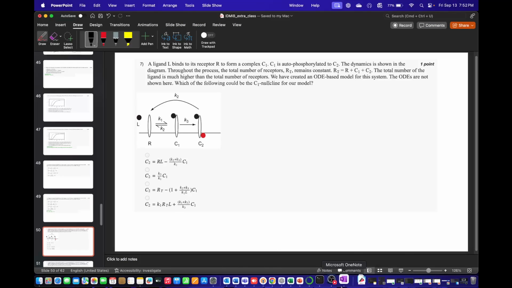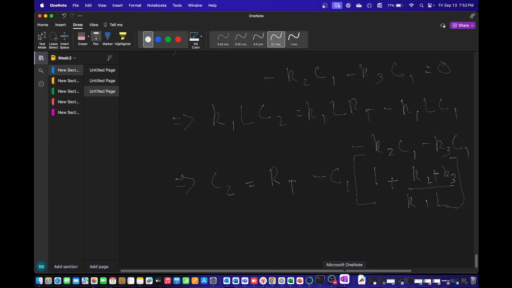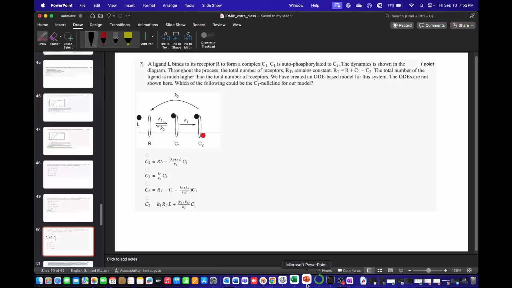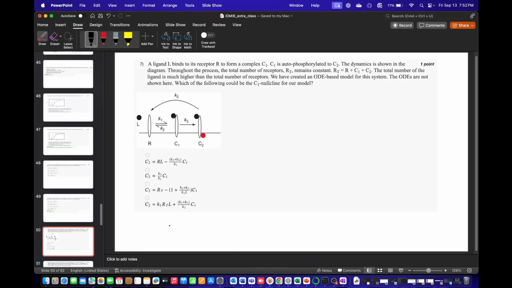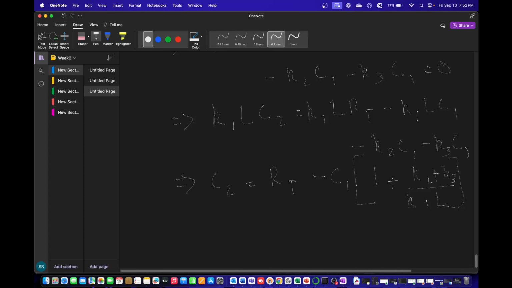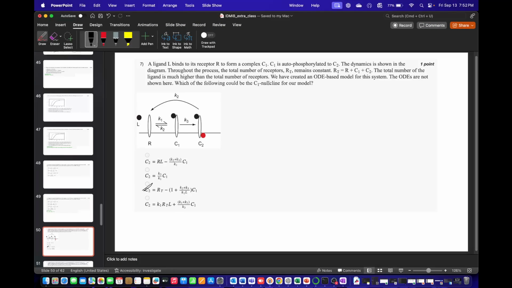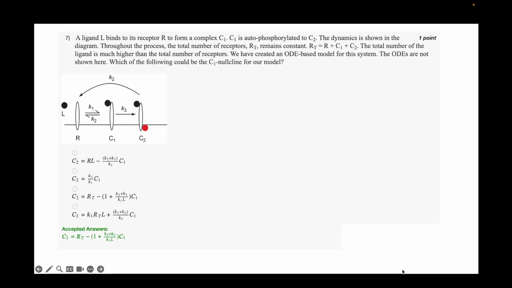So which one it is, I have to check. So RT minus C1 times 1 plus K2 plus K3 by K1L. Yeah, option number C, I think. RT minus 1 plus K2 plus K3 by K1L into C1. That is the one. So this is your answer, option 3. I hope this is correct. Yeah, that is the one.